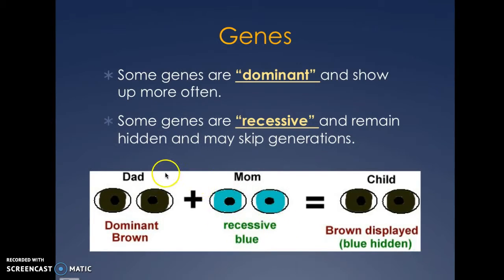So you're going to take one chromosome from dad, one from mom. You're going to get a child that has brown eyes because brown is dominant. Now, blue is still there, but it's hidden because brown dominates blue. Anyways, we're going to go into that later in the unit, but I just thought I would plant that seed.